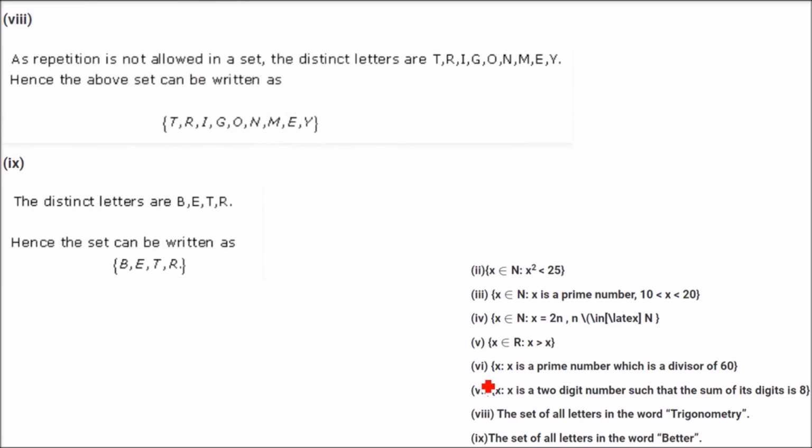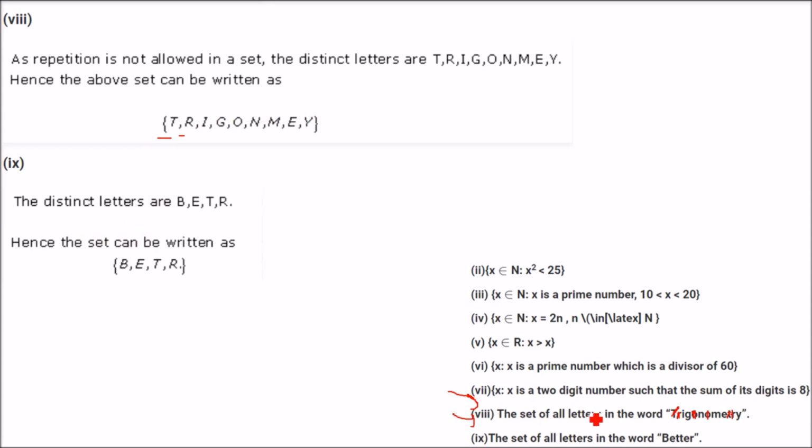Next is the set of all letters in the word trigonometry. So trigonometry, if you take, see, this O is repeating, so we'll take just one O. Then we have R repeating, so we'll just take one R. We have T repeating, so we'll take one T. So we have T, R, I, G, O, and M, E, Y. All these with only one of the repeated ones, that is T, R, and O.